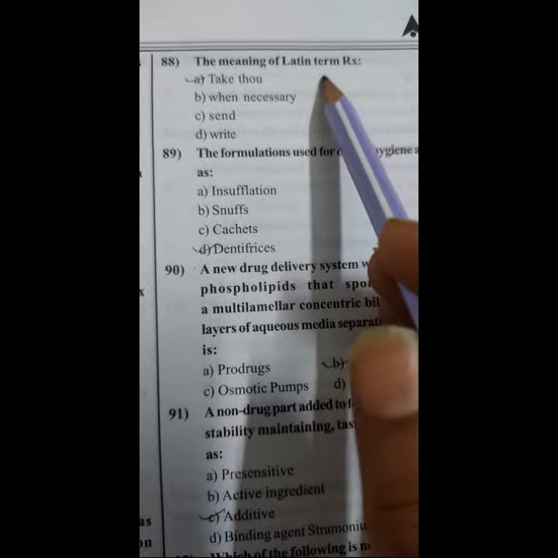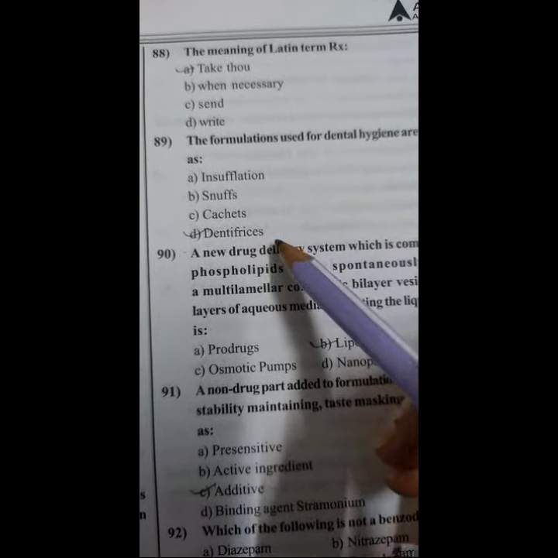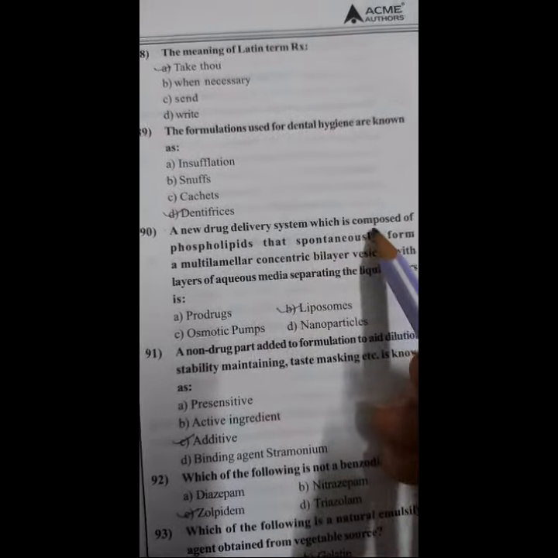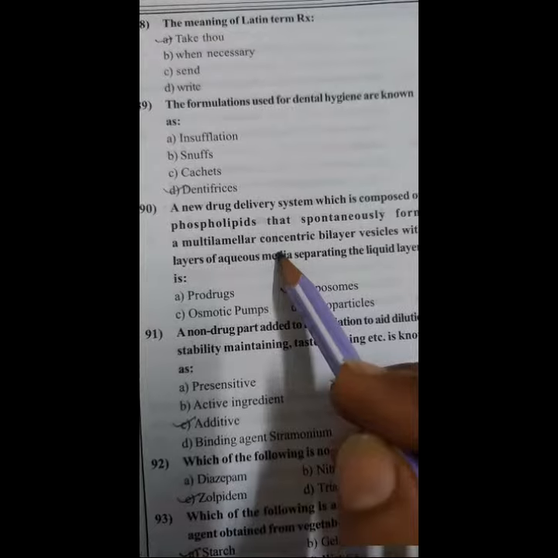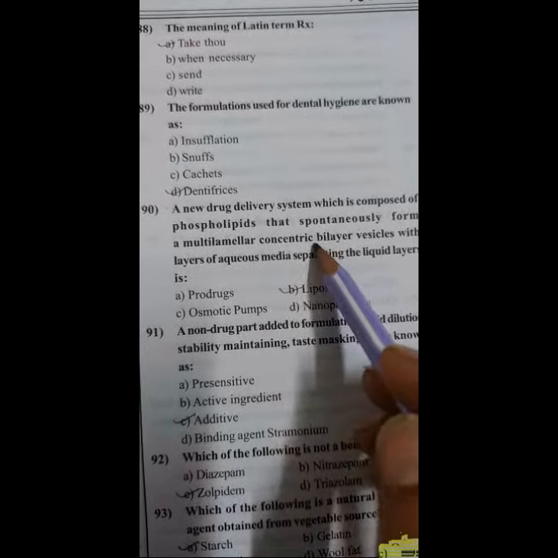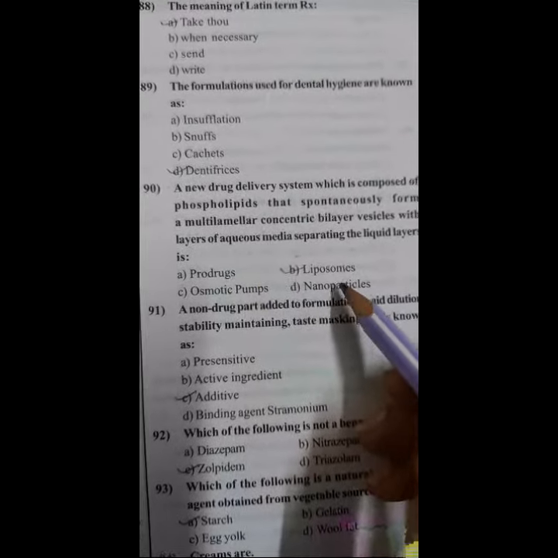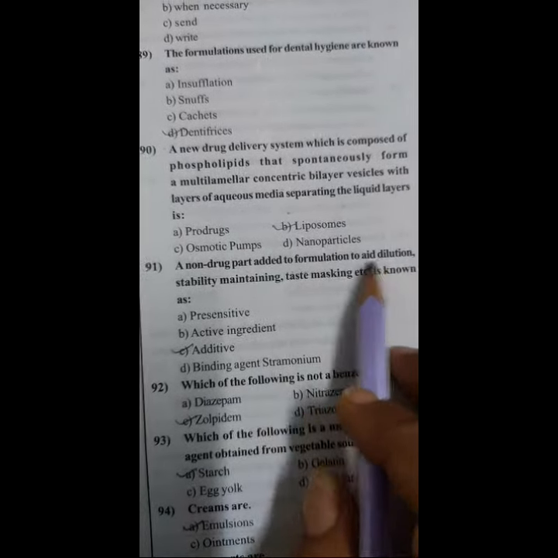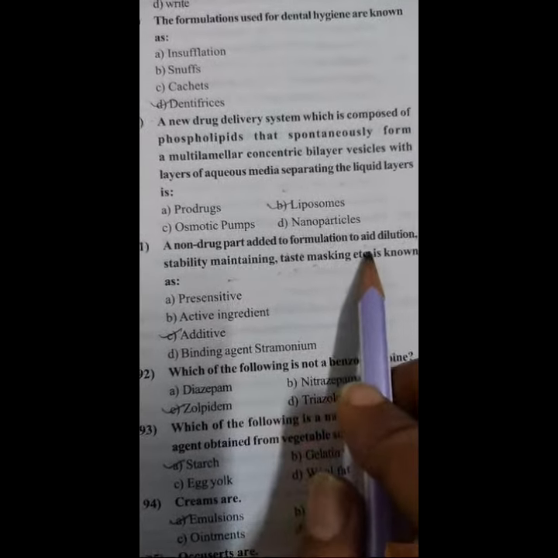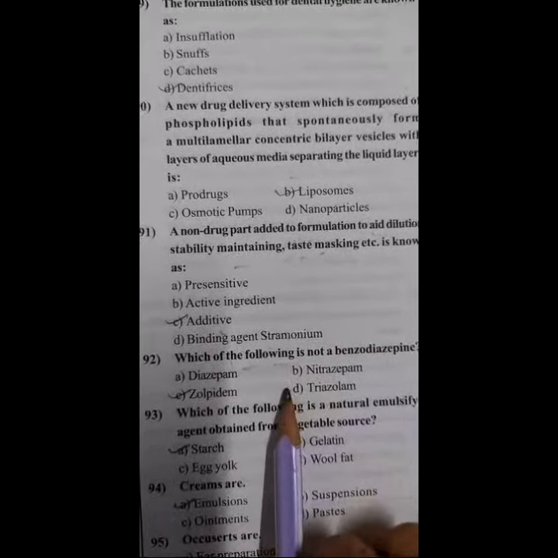The meaning of the Latin term Rx is take thou. The formulation used for dental hygiene is dentifrices. A new drug delivery system composed of phospholipids that spontaneously form multilamellar concentric vesicles with layers of aqueous media separating the lipid layers is liposomes. A non-drug part added to a formulation to aid dilution, stability, maintaining taste, masking, etc. is known as additives. Which of the following is not a benzodiazepine? Zolpidem.